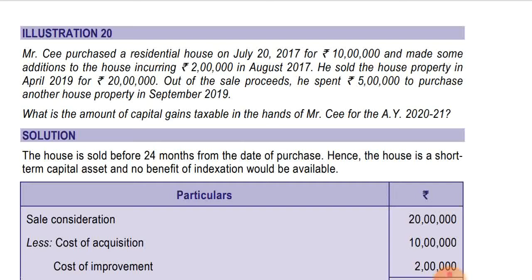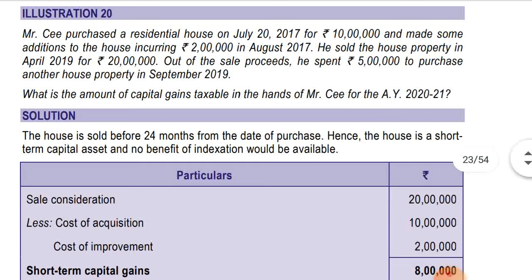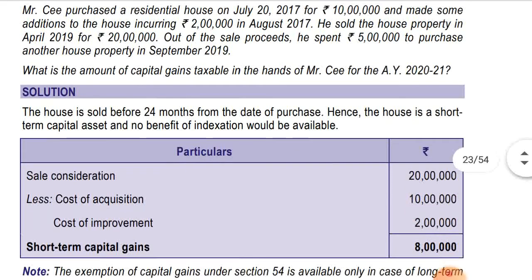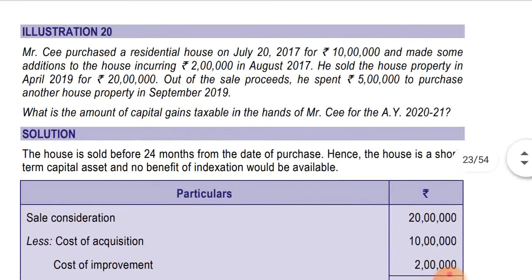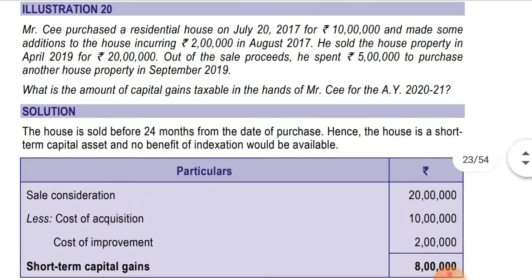Okay, so as we all know, for immovable property, for considering long term and short term capital gain, we have to take 24 months. If it is sold before 24 months, then it will be short term, and if it is sold after 24 months from the date of acquisition, then it will be long term. Okay, so in this case, the house is sold before 24 months from the date of purchase, hence the house is a short term capital asset, and no benefit of indexation would be available.